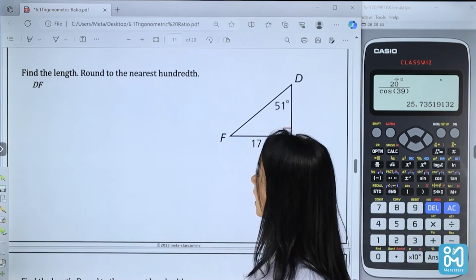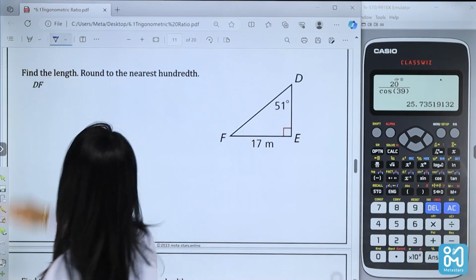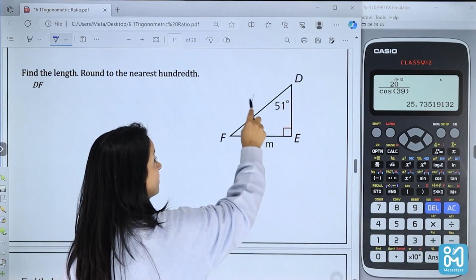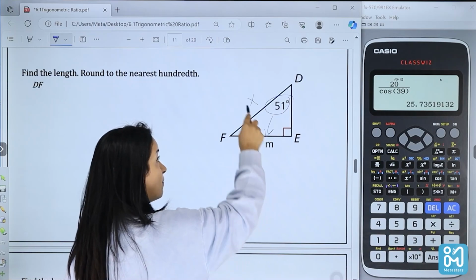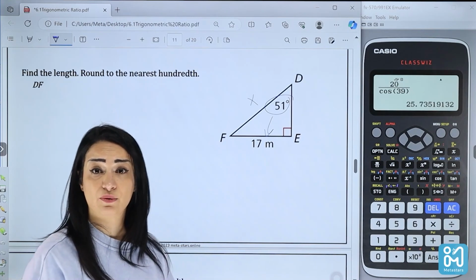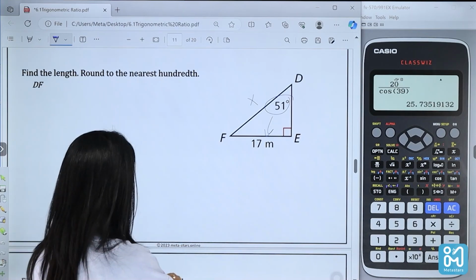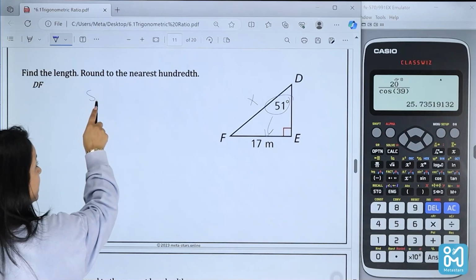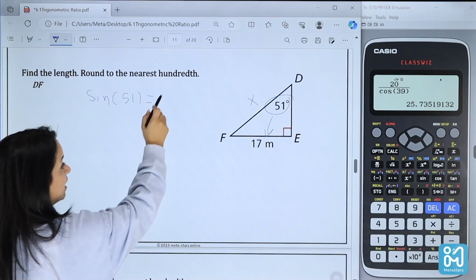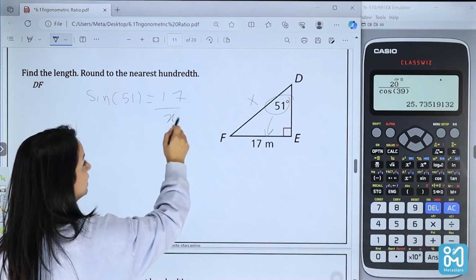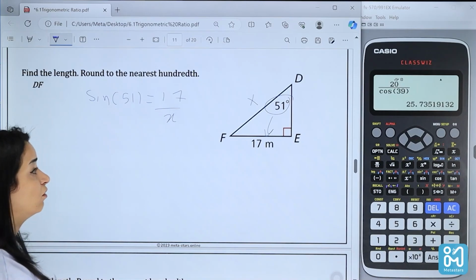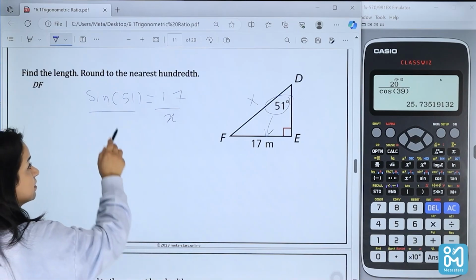Here, the same. I need to find the length of DF. DF, here again, is the hypotenuse. I have angle, opposite, hypotenuse. So which relation are we going to use here? Directly, it's the sine. So sine 51 must be equal to 17 over x.